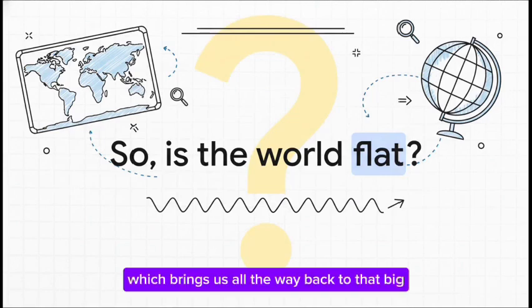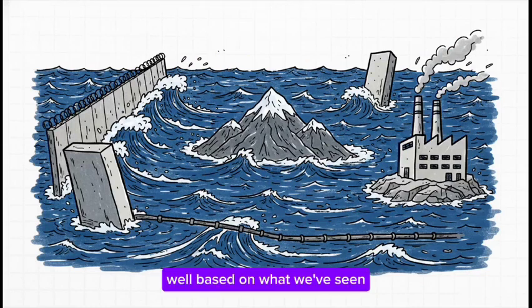Which brings us all the way back to that big, famous question that people love to ask about globalization. So, is the world flat? Well, based on what we've seen, the answer has to be no, not really. A much better way to picture it is like this: a turbulent, churning ocean of liquid flows that are constantly on the move, but are also constantly crashing up against the heavy, solid structures of borders, rules, and inequalities. It's a really dynamic and often messy process.